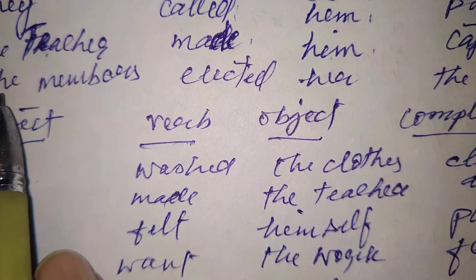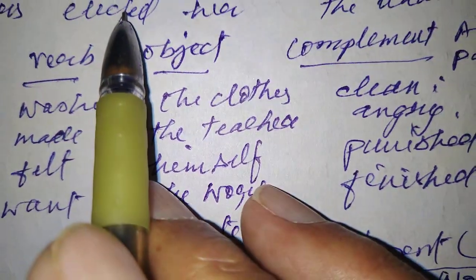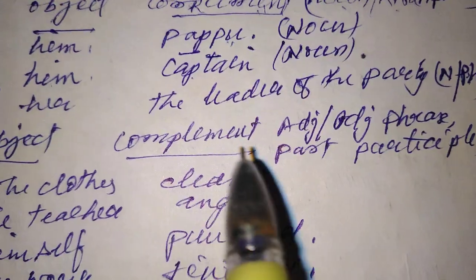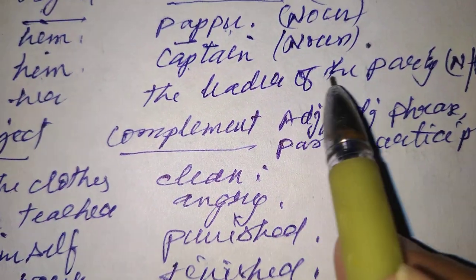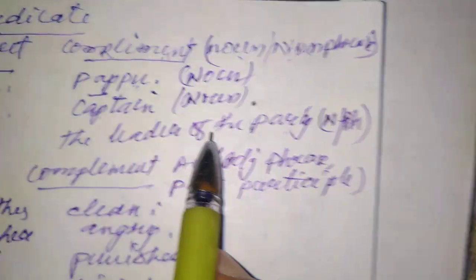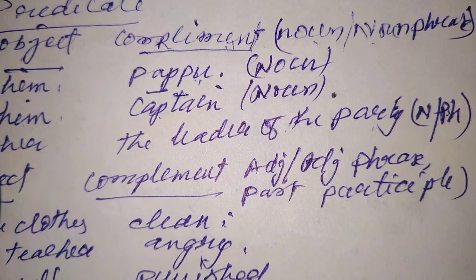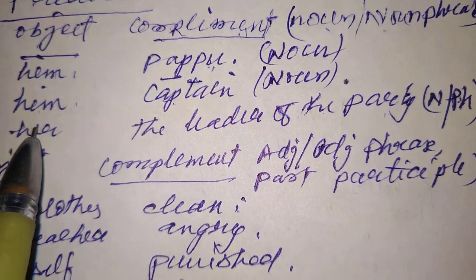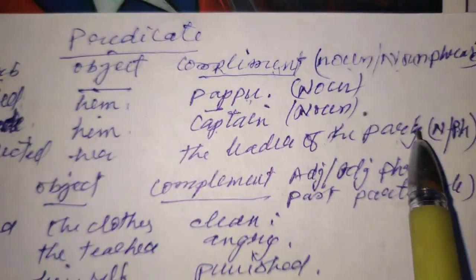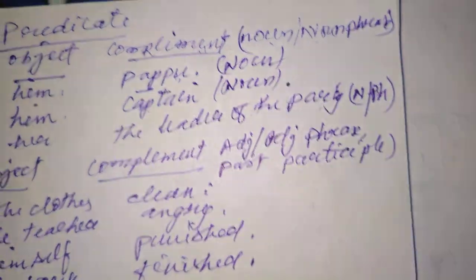Third one, the members elected her the leader of the party. The leader of the party is the complement given to the person we are talking about in this sentence, and that is her. She was elected leader of the party. It's a noun phrase, used as a complement here.